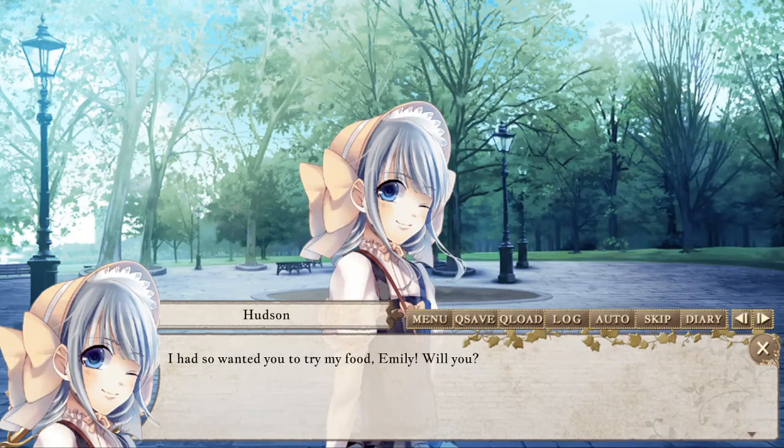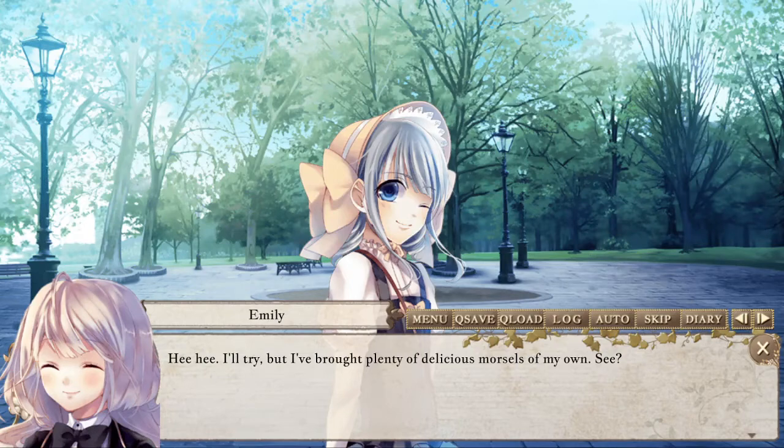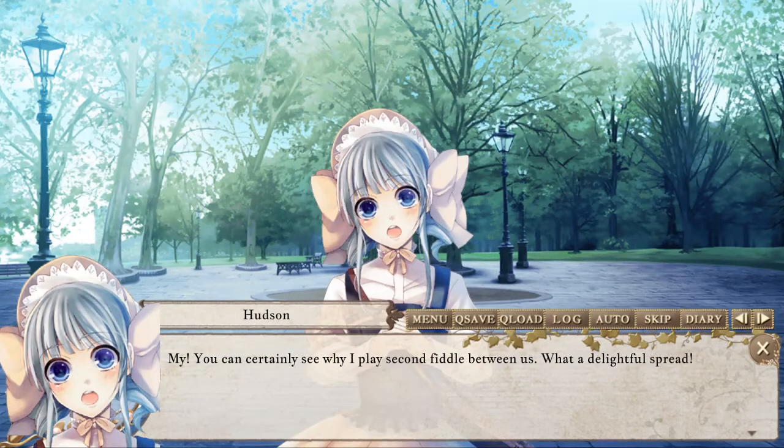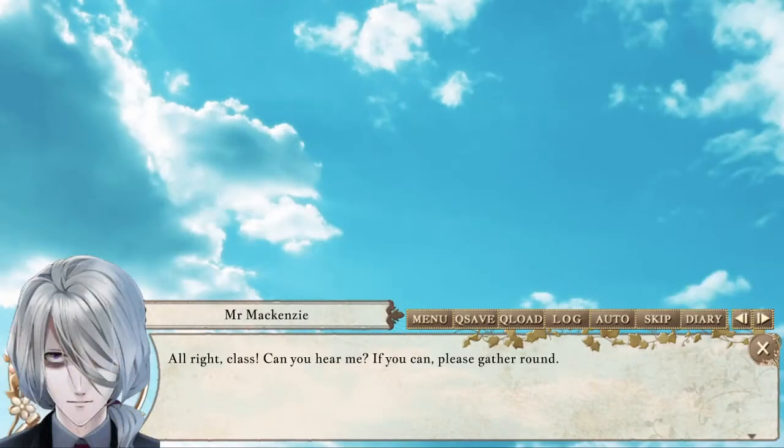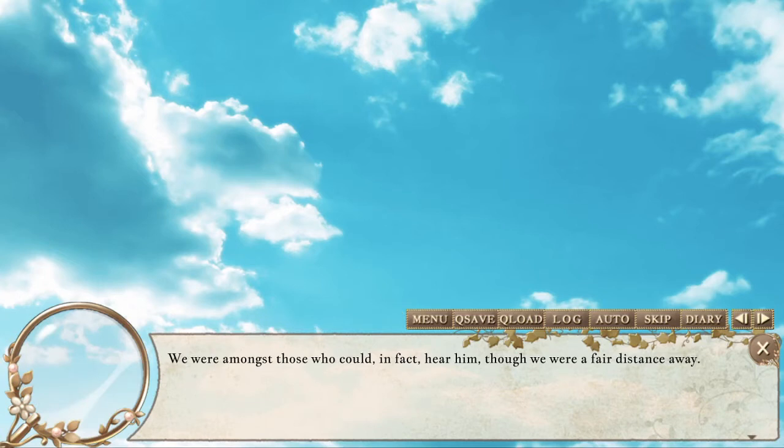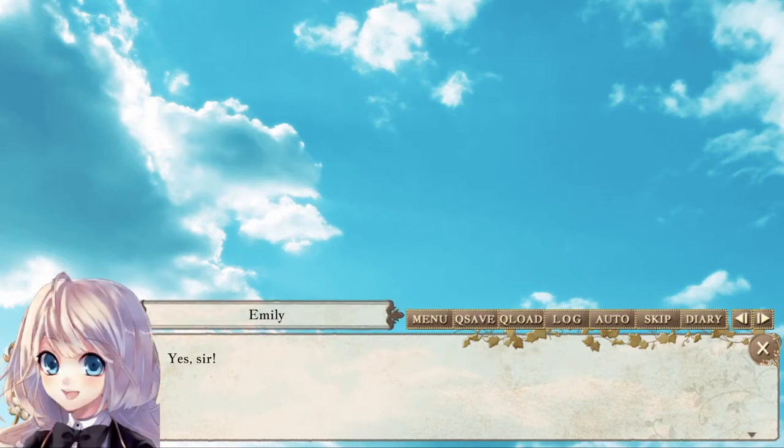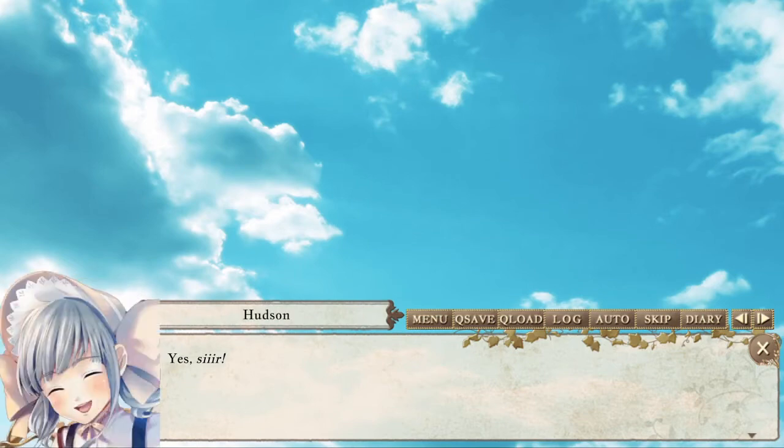I had so wanted you to try my food, Emily. Will you? I'll try, but I've brought plenty of delicious morsels of my own. See? My! You can certainly see why I play second fiddle between us. What a delightful spread! Good morning, Mr. Mackenzie. All right, class. Can you hear me? If you can, please gather round. We were amongst those who could, in fact, hear him, though we were a fair distance away. Yes, sir. Yes, sir!